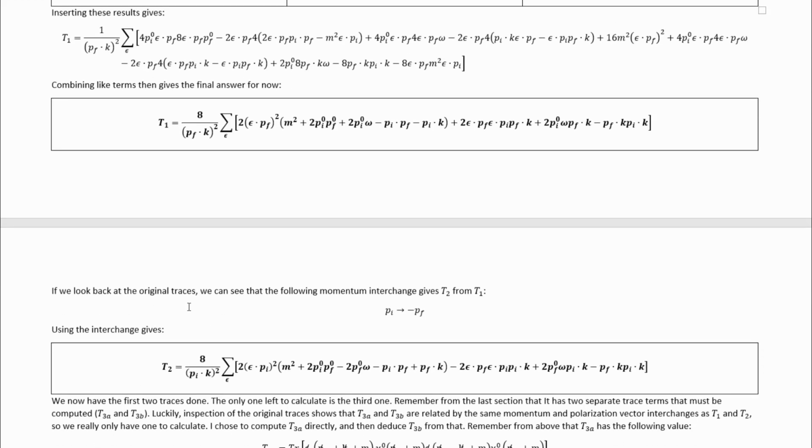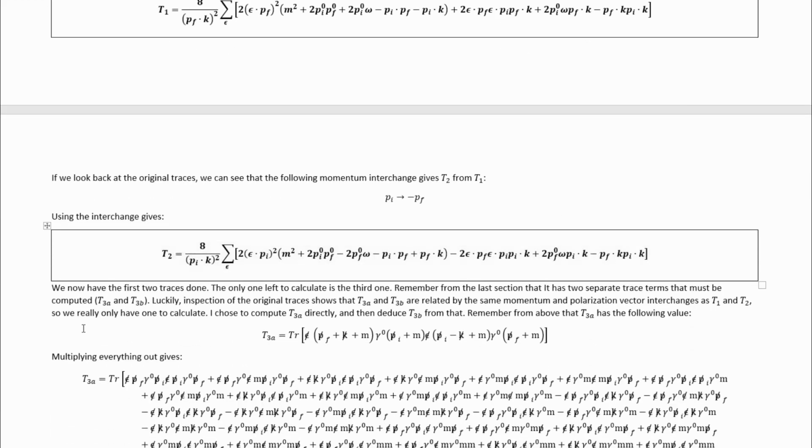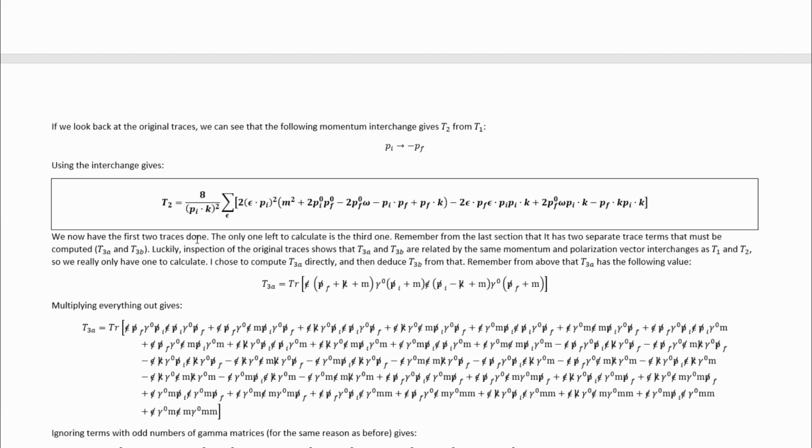Then if we look back at the original traces, we can see that the following momentum interchange, this one here, gives T2 from T1, so performing that on this result for T1 gives us T2 almost for free. We now have the first two traces done. The only one left to calculate is the third trace.